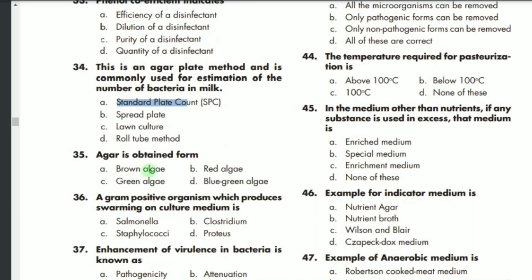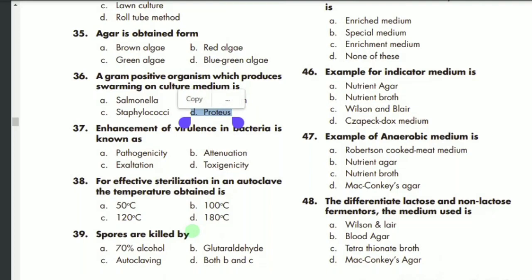How is agar obtained? If you are using algae, using which type of algae can you easily obtain the agar? Using red algae we can easily obtain the agar. B is the correct option. A gram-negative organism which produces swarming on culture media is called Proteus. D is the correct option. Okay, swarming. Now, enhancement of the virulence in bacteria is known as exaltation. C is the correct option.